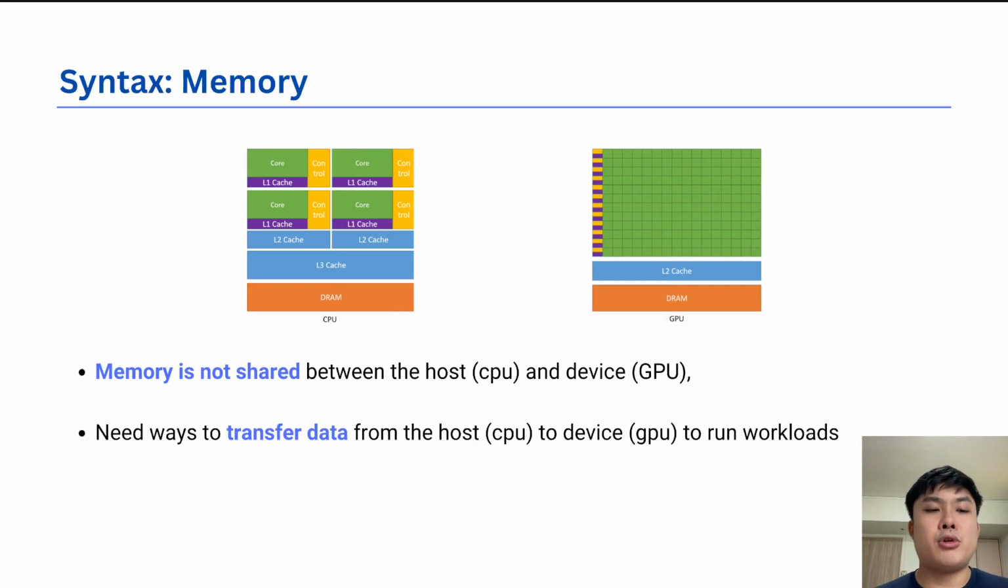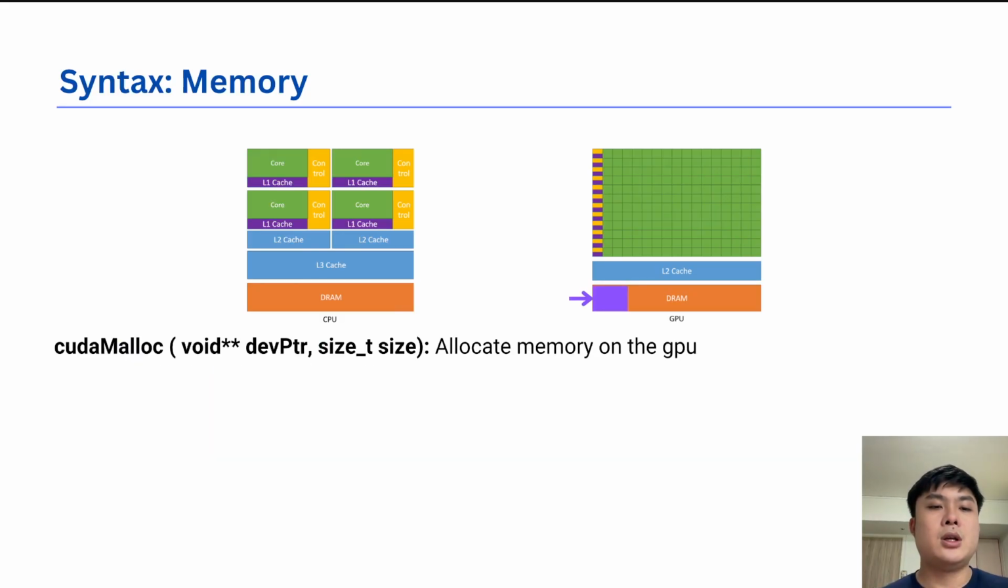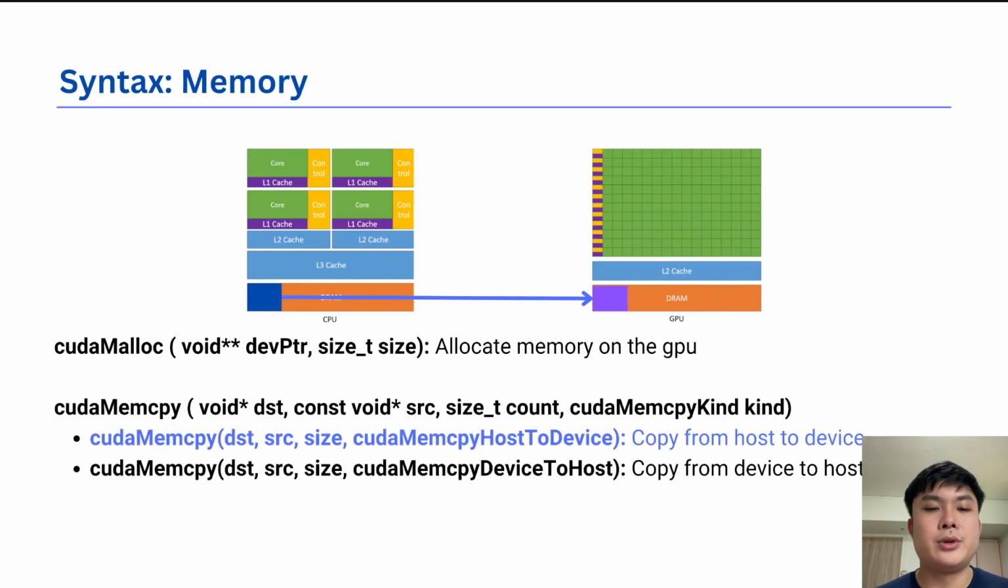Another thing about CUDA programming is that memory is not shared between the host and the device. So in order to run algorithms on the GPU, we need to find ways to first transfer data from the host to the device to run workloads. The first thing that we learn is we can use cudaMalloc to allocate memory on the GPU. As you can see in the diagram, we have allocated some memory in the GPU. And in order to transfer from the host to the device, we can use cudaMemcpy and specify the kind, cudaMemcpyHostToDevice, to copy data from the host to the device.